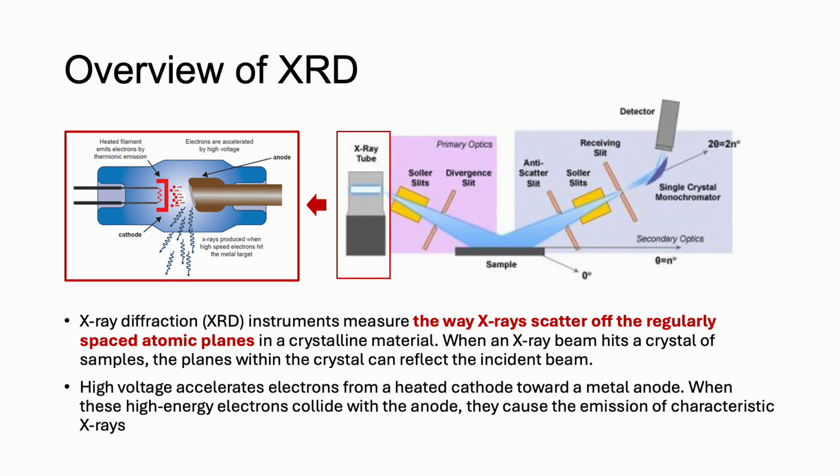The detector collects these diffracted rays, and by analyzing the intensity distribution over a range of angles, we can determine key properties like the lattice parameters and phase composition. So this information is crucial for both research and quality control in material engineering.